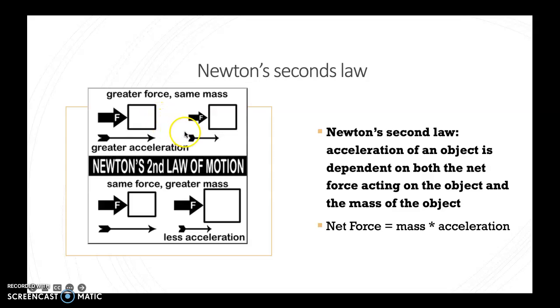You can think of this as, imagine a football player pushing another person versus a 2-year-old pushing a person. The football player is going to be able to push that person back really quickly, whereas the 2-year-old probably not very much at all. And then the same is true if you have an equal amount of force, so the same person pushing on two different objects, but the mass is different. The smaller mass is going to speed up a lot faster than the larger mass, because if you're using the same amount of force, a large mass is not going to move as quickly.